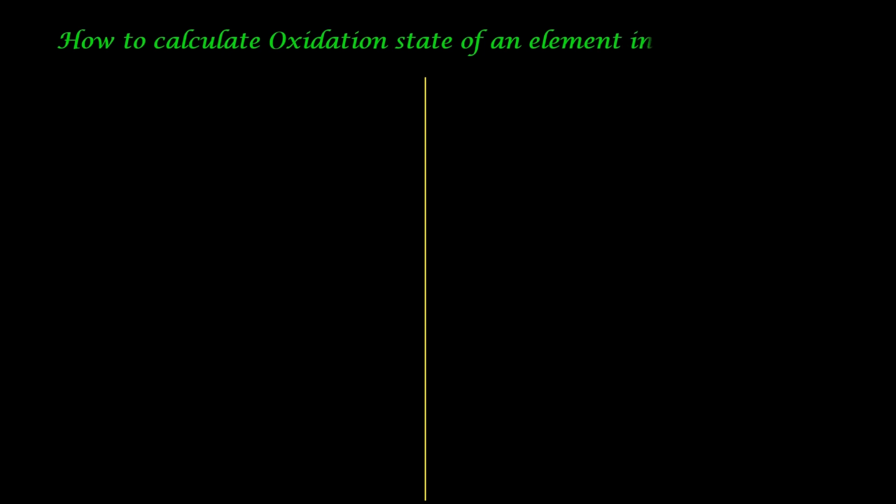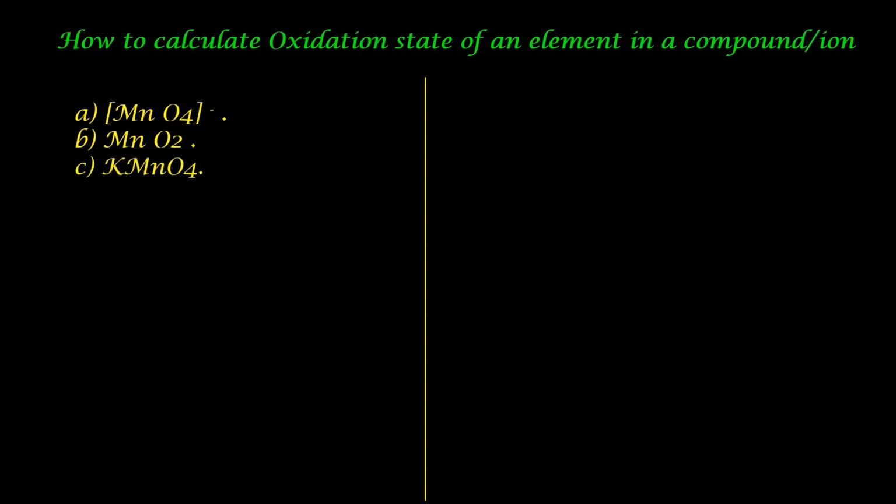Before we wind up the video, we will just see how oxidation state or oxidation number is calculated for a particular element in its ion or compound. A. Permanganate ion, that is MnO4 negative ion. B. Manganese dioxide. C. Potassium permanganate. And D. Potassium dichromate. In order to calculate the oxidation state, you have to remember 3 important rules.